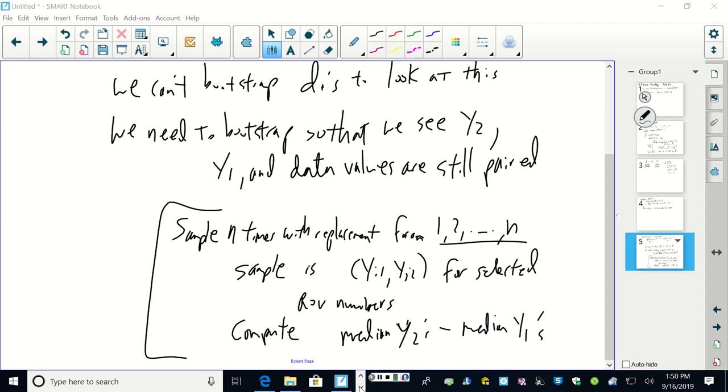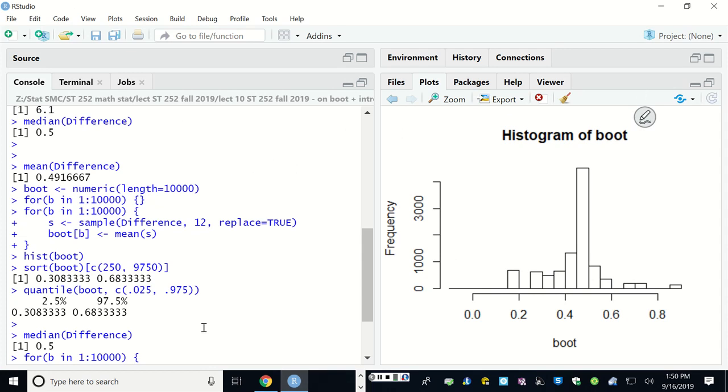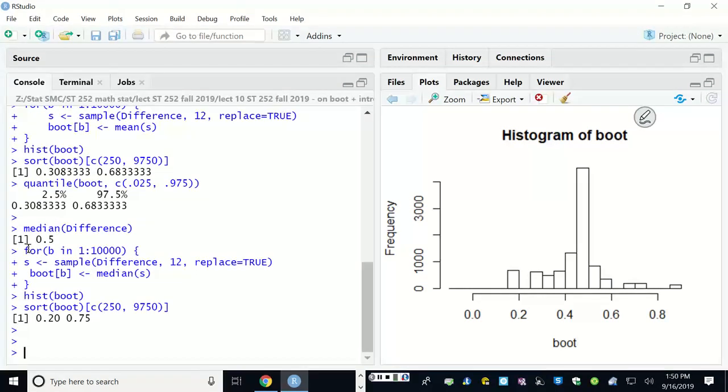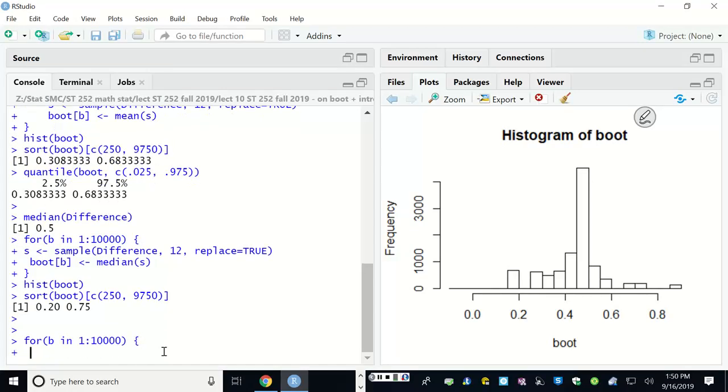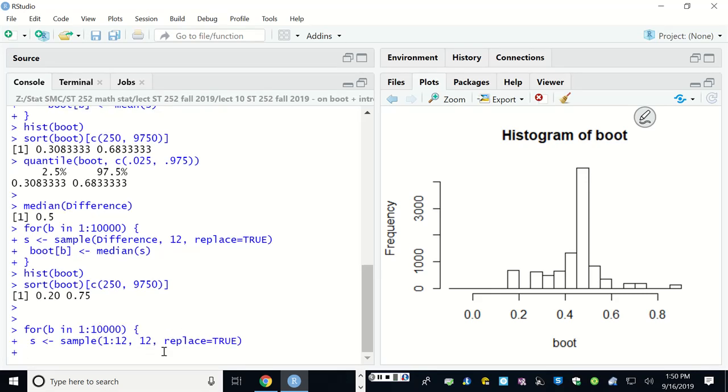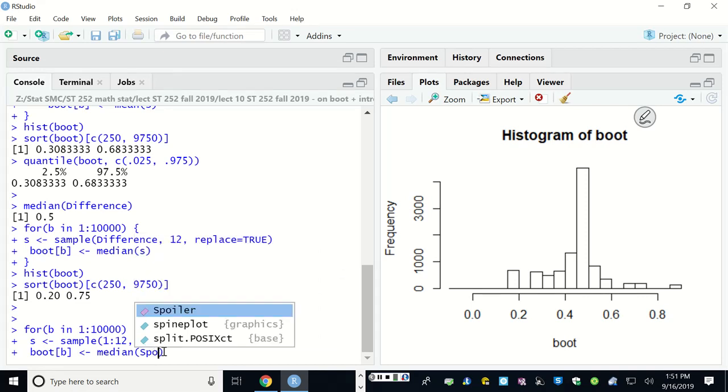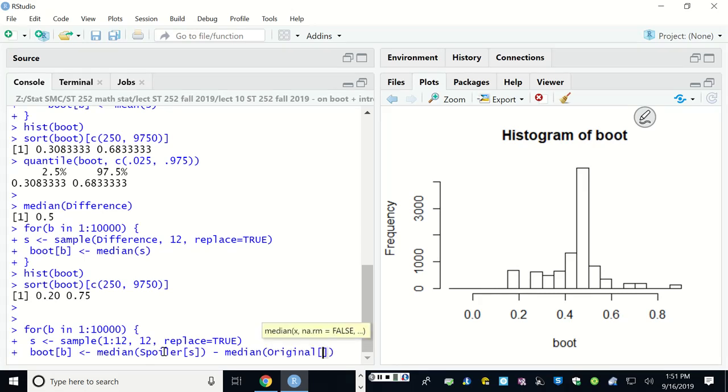So how would you program that in this case? It's not a whole lot different. We can reuse this code, and I'll copy it and eventually put it on the internet if you want to look back at it. Now we're going to sample numbers 1 through 12, 12 times, with replace equals true. And now for our bootstrap estimate, we're going to do the median of the y2s of that sample minus the median of the y1s of that sample. And now my s there are numbers 1 through 12, so they're row index numbers.